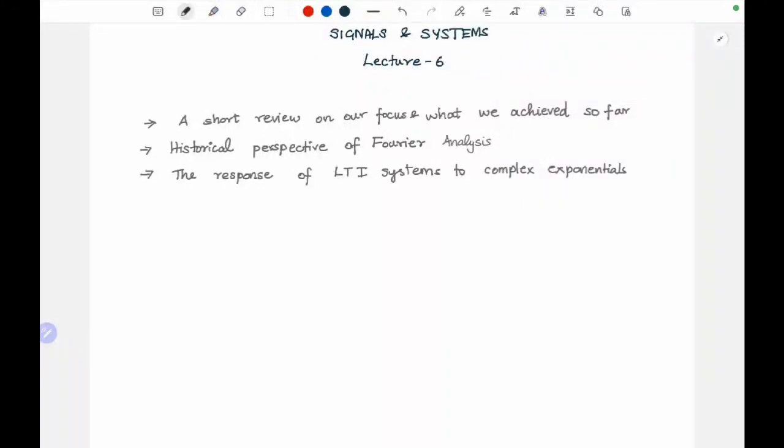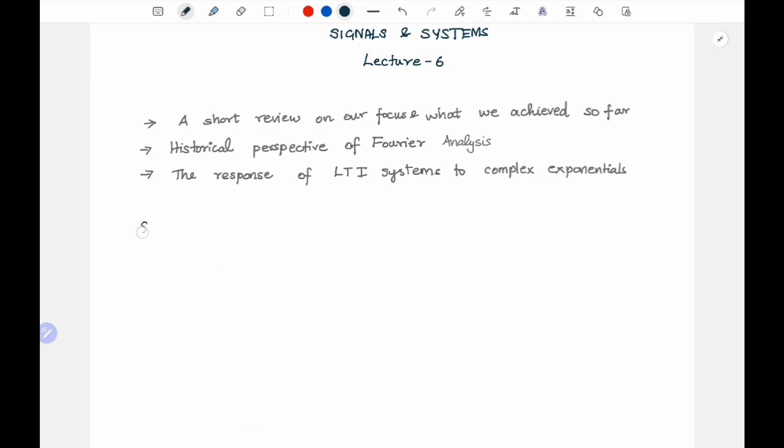Everyone, welcome to lecture 6 of the lecture series Signals and Systems. In today's video, we will see a short review on our focus and what we have achieved so far, and then we'll see what is Fourier analysis and give a small historical perspective of Fourier analysis. And then before ending the lecture, we'll look at the response of LTI systems to complex exponential. So let's get started.